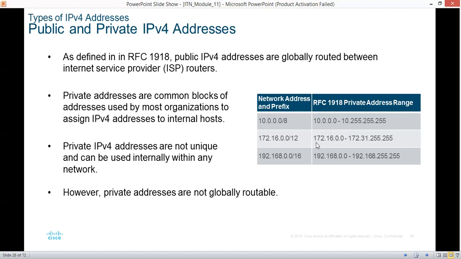If you're given an IP address that says 172.32.254.254, what is that IP address? What class is it, and is it private or public?